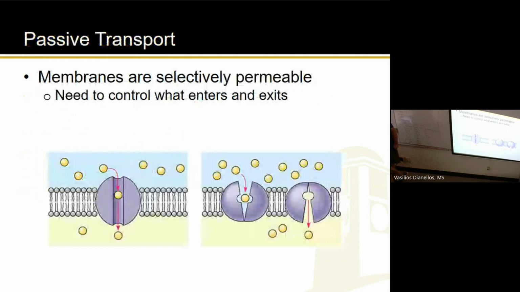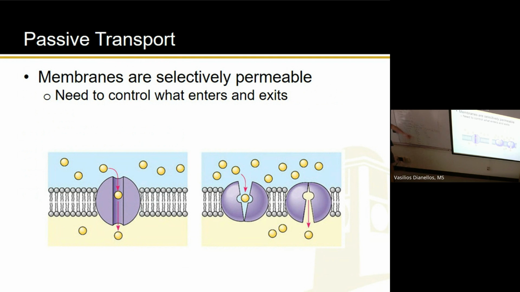Anyway, here we go. Membranes are selectively permeable. That's an important concept, which you probably already know. But what that means is it doesn't just let anything in and out, right? It controls what comes in and what comes out, which makes sense because if it's going to maintain homeostasis, which is what we talked about way back in chapter 1 as one of the properties of life, you have to be able to maintain homeostasis. It needs to control what comes in and out.